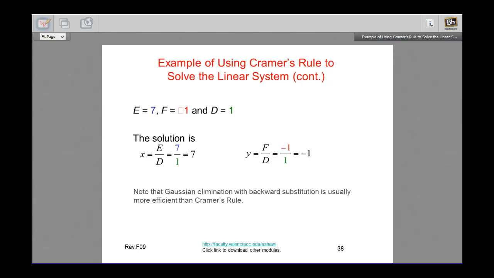So let's see. The value of x1 will be equal to the determinant of a1 upon the determinant of A. Here they are using different numbers, so you will get 7. Similarly, the value of y is the determinant of A2 upon the determinant of A, so you will get -1 here. So this is the procedure to solve for the value of x and y through Cramer's rule.